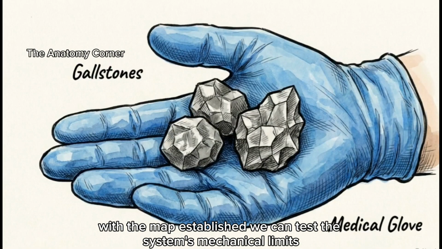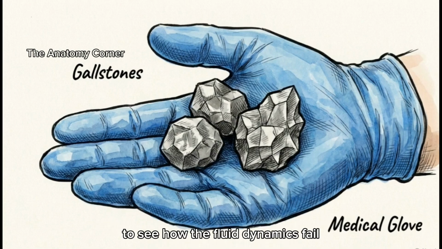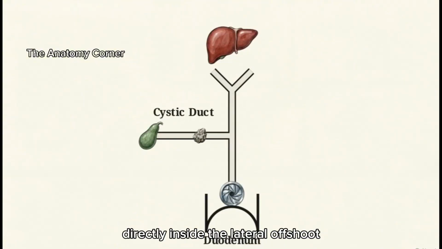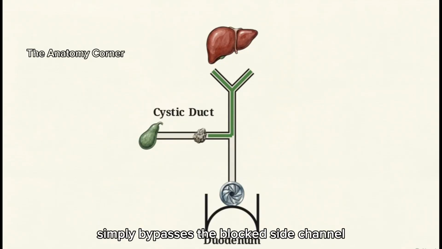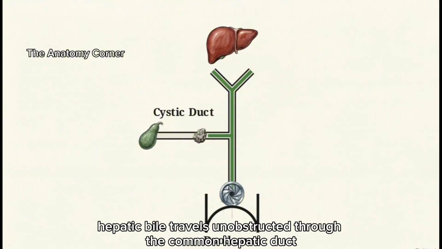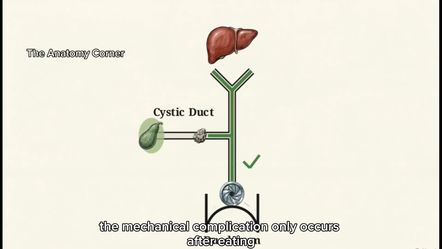With the map established, we can test the system's mechanical limits by introducing solid gallstones into the pipelines to see how the fluid dynamics fail. We will place our first hypothetical obstruction directly inside the lateral offshoot, the cystic duct. Notice how the green fluid from the liver simply bypasses the blocked side channel. Because the main line is clear, hepatic bile travels unobstructed through the common hepatic duct straight down to the gut. Forward flow is preserved. The mechanical complication only occurs after eating.